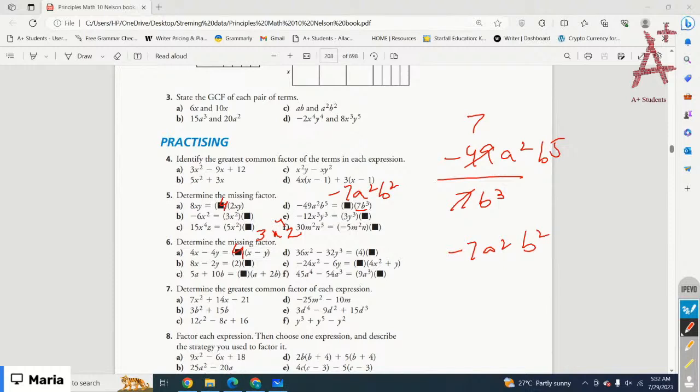Okay, then b is 8x minus 2y equals 2 times something. You have 8x minus 2y. 2 is common, so you're left with 2 times 4 is 8 and 2 times 1 is 2. So here you have 2 times (4x minus y), which means the missing one is 4x minus y.